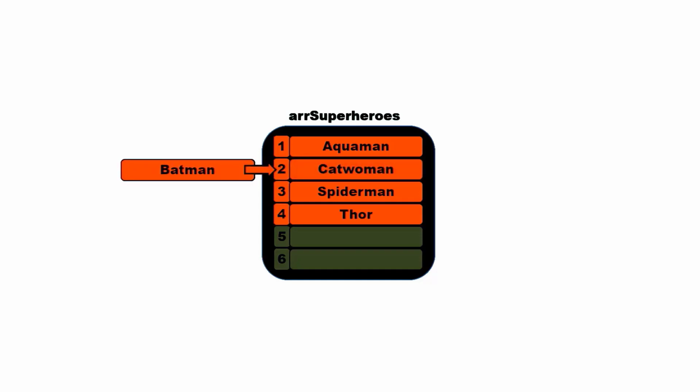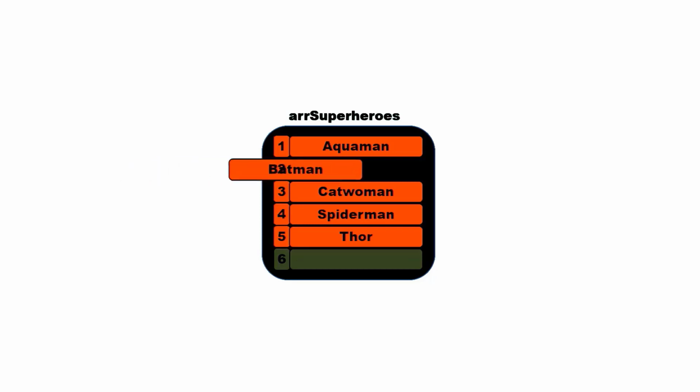Like last time, we must first move all the names 1 position down to open up space in position 2. So Thor moves 1 position down from index 4 to index 5. Spider-Man moves from index 3 to index 4, where Thor was. Catwoman moves from index 2 to index 3, where Spider-Man was. Now there's a copy of Catwoman in index 2, so we can overwrite index 2 with Batman to squeeze him into the second position.